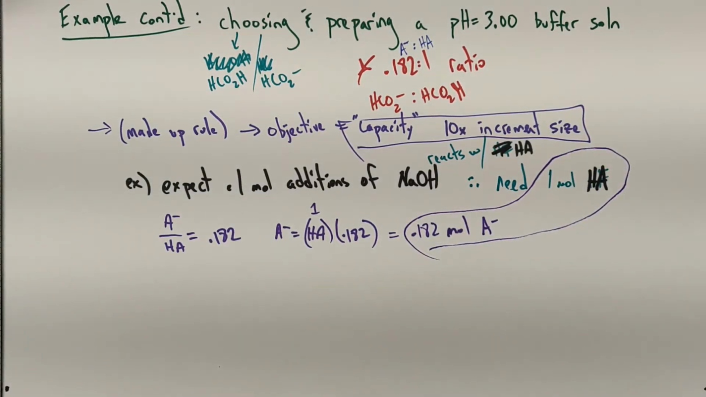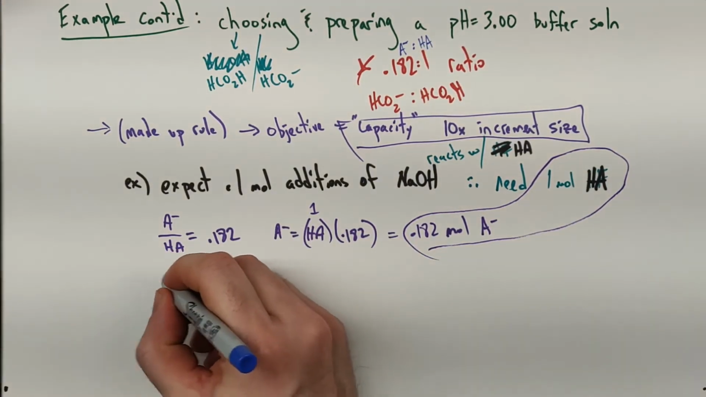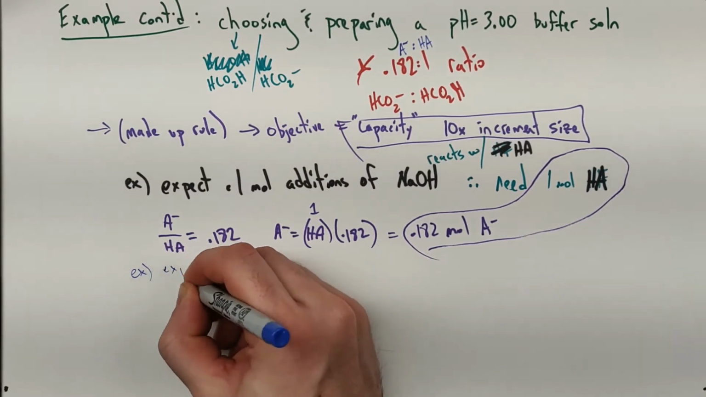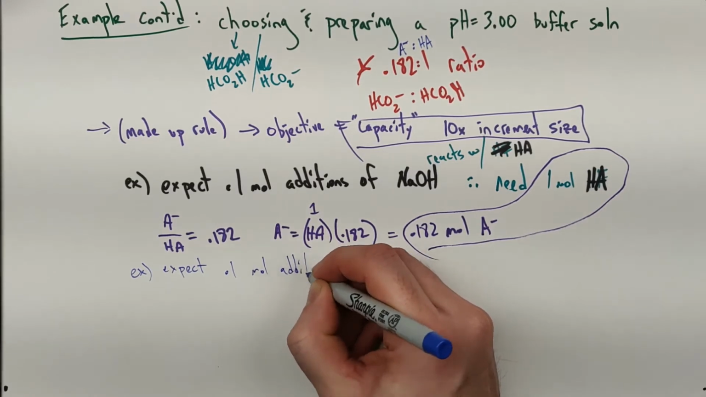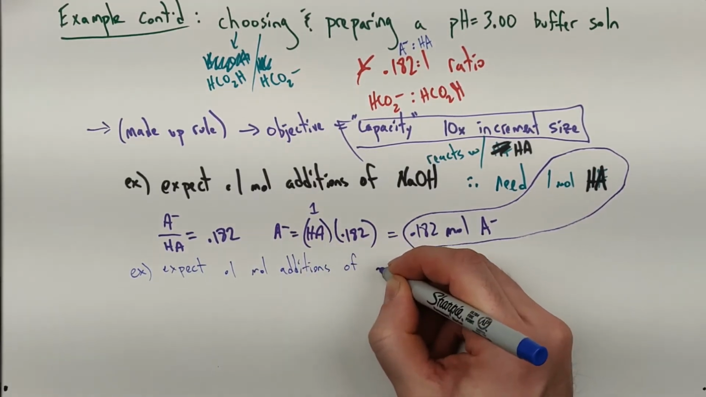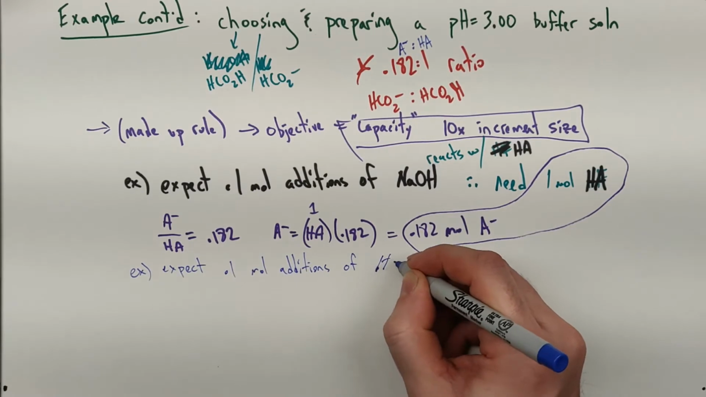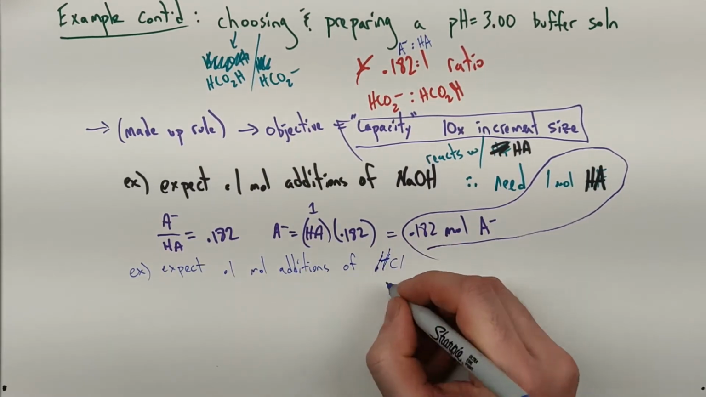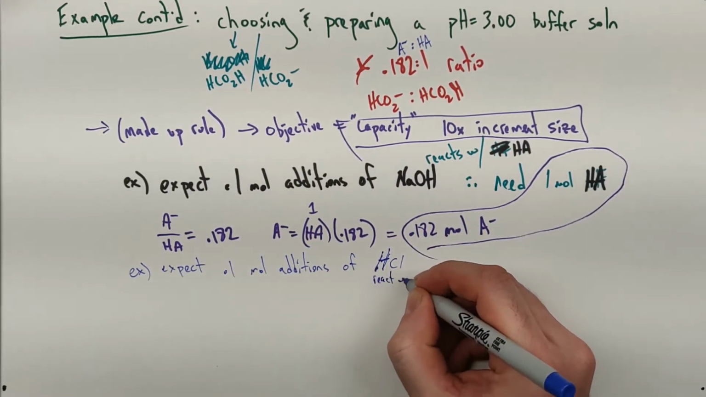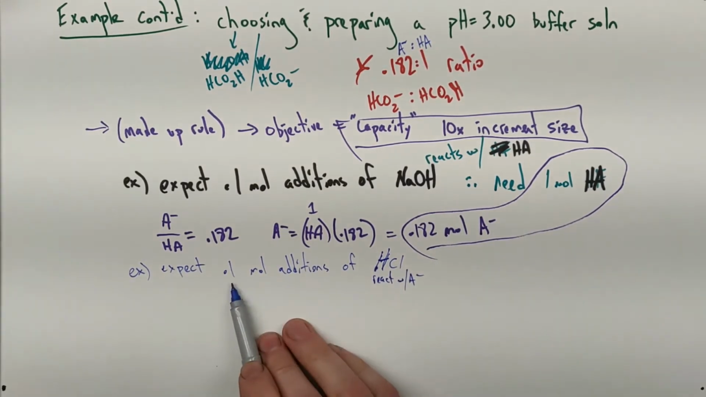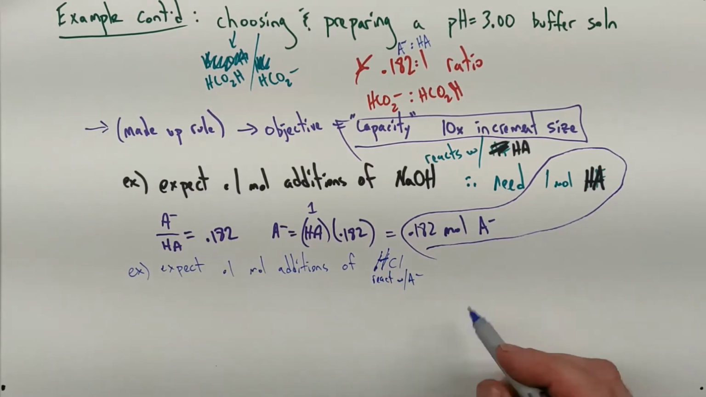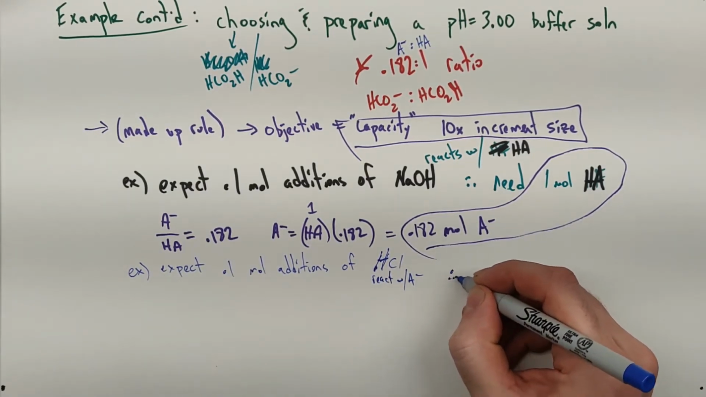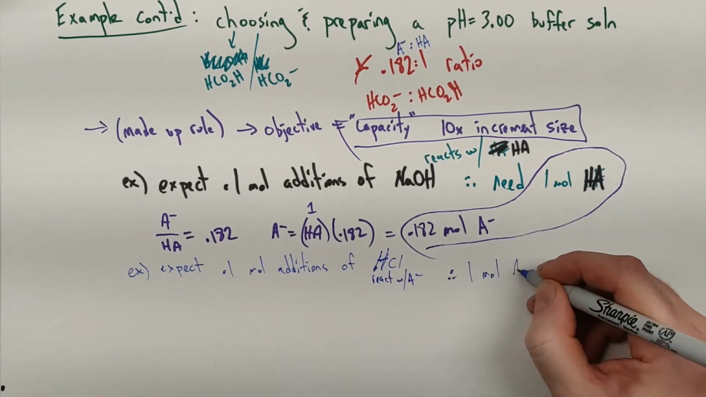So a few other quick examples just working that same way. If we have 0.1 mole additions of HCl, alright? That HCl is going to react with A minus. So it's 0.1 mole additions of HCl. I'm going to need 10 times that for my A minus. So we're going to need 1 mole of A minus.